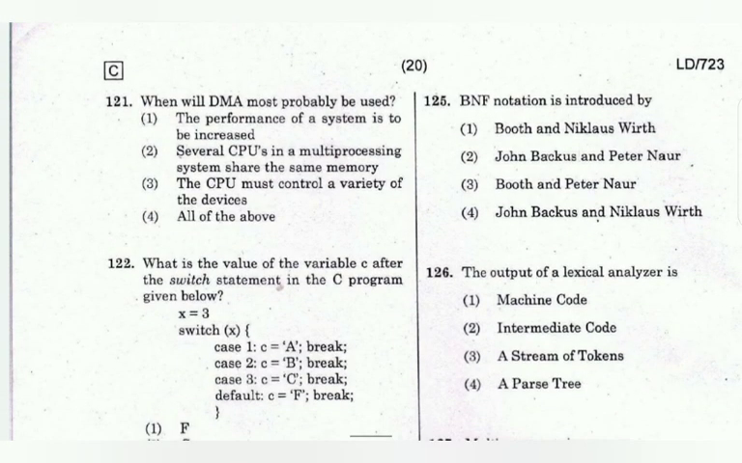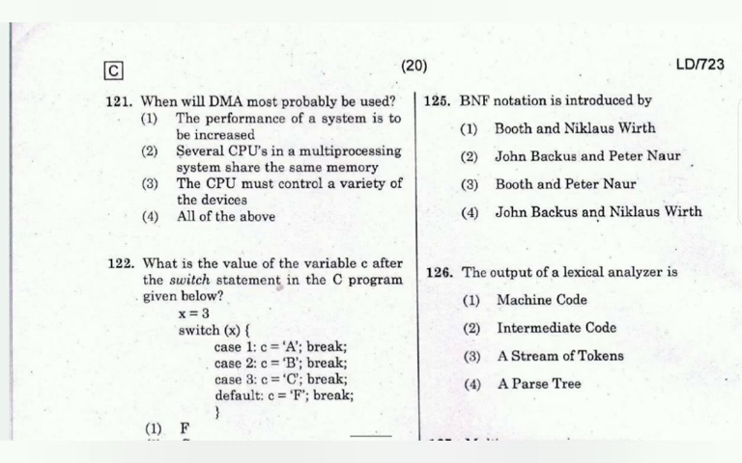When will DMA, direct memory access, most probably be used? DMA is used to transfer data between memory and peripherals without involving the CPU. So it is used when the performance of a system is to be increased, in multiprocessor systems where multiple CPUs share memory and require fast data transfer, and when the CPU must control various input-output devices efficiently. Thus all the given options are valid. So option 4, all of the above, is the correct answer.